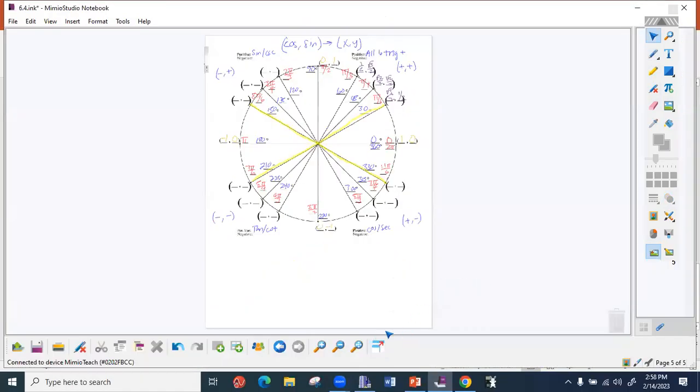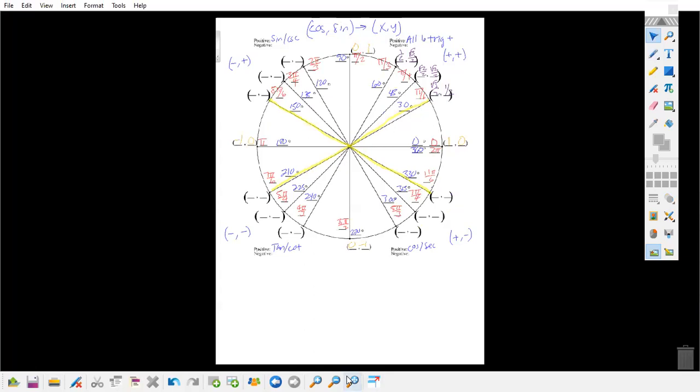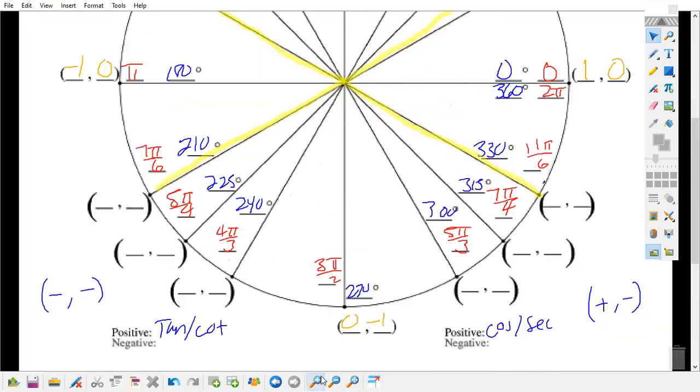Where'd it go? I don't know why I did that. Zoom back in on there. So I can write square root of 3 over 2 and 1/2.